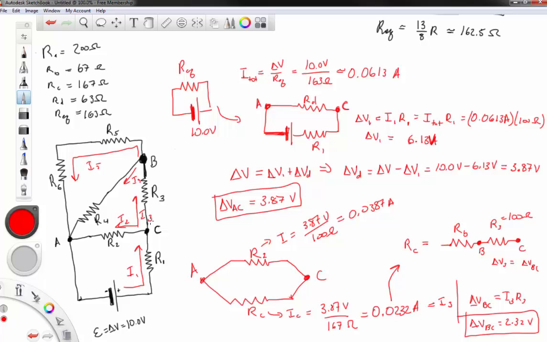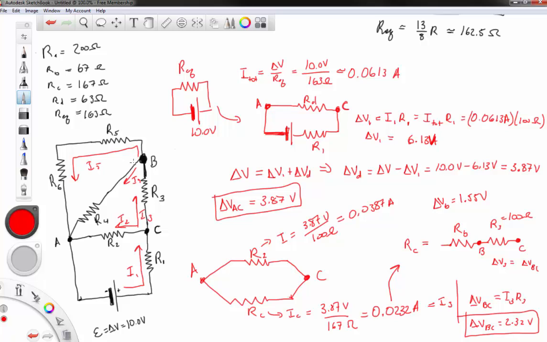There's basically two currents that we could still solve for, but it's just a continuation of this process that we've been going through. Namely, now we have the voltage drop across RB. It's got to be this current times this resistance, so 67 times 0.0232. That, by the way, is going to give us delta V sub RB, or delta VB. It's going to actually give us 1.55 volts for what that's worth.